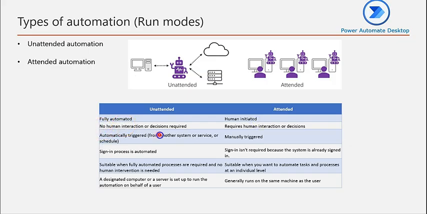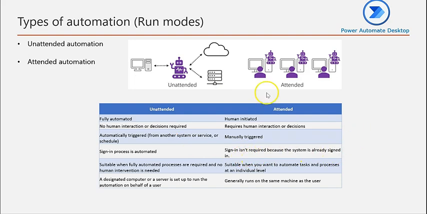Unattended means no human interaction or decision is required. This requires human interactions or decisions. It is automatically triggered from another system or a service or a schedule. This is manually triggered by humans. Sign-in process is automated. Yeah, in this case, it runs on a different machine in an automated way. Sign-in process is also automated, whereas this sign-in isn't required because the system is already signed on.